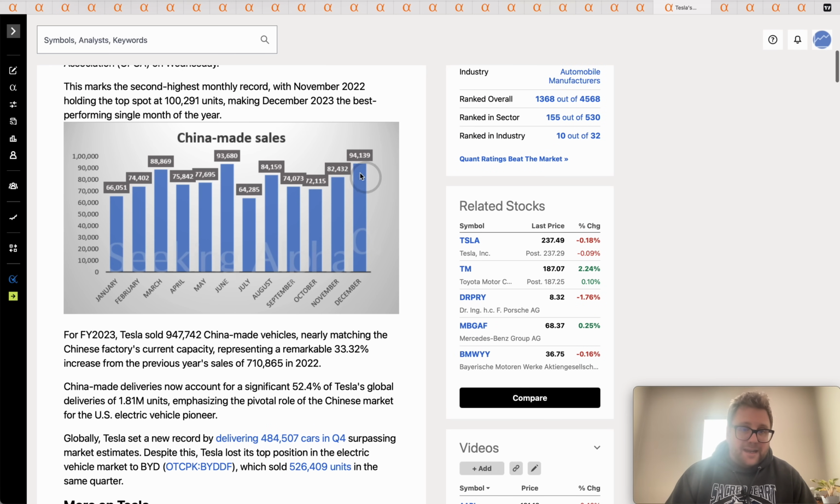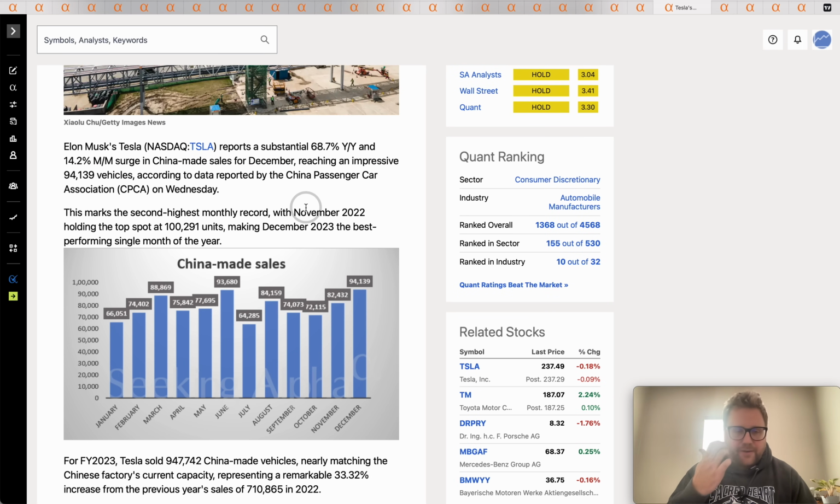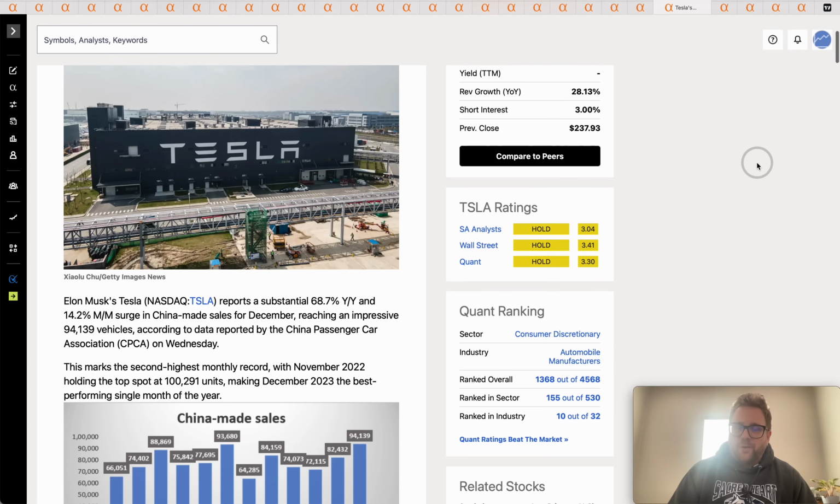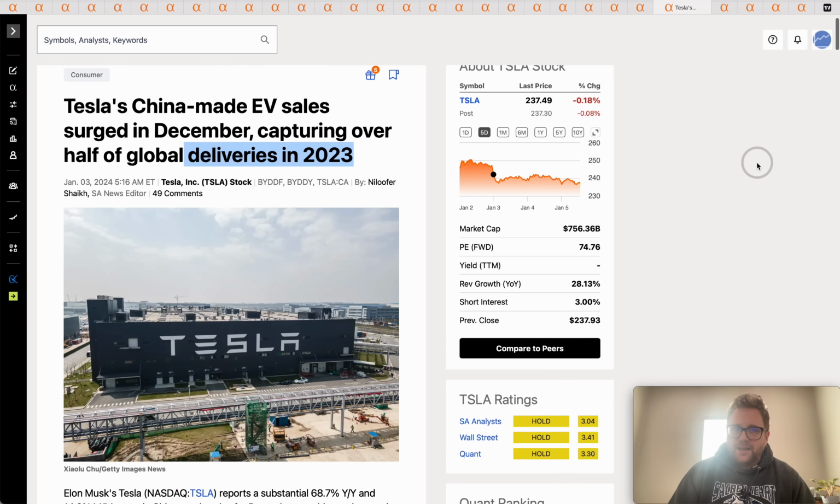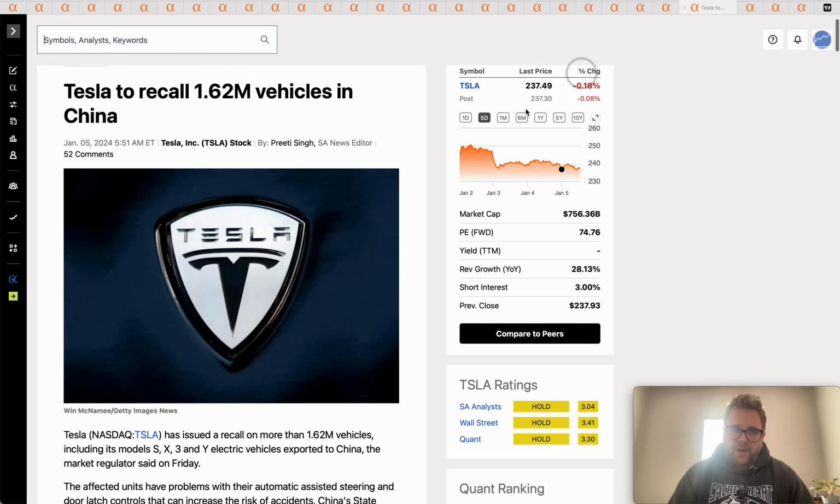But China-made EV sales in that country for Tesla, yes, you have some brief moments where they kind of fall off. Some of it has to do with retooling of the factories, but for the most part, you've had steady demand for these EVs in China. Some of them, again, get exported out of that great country.